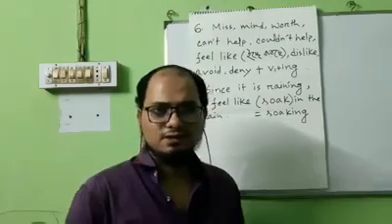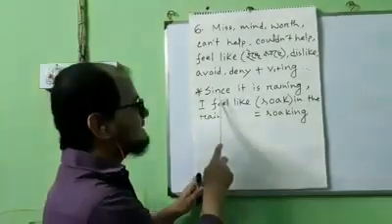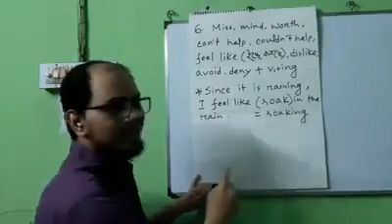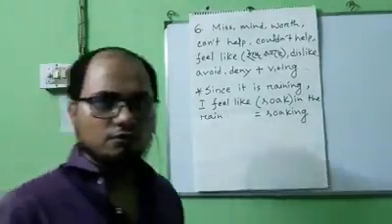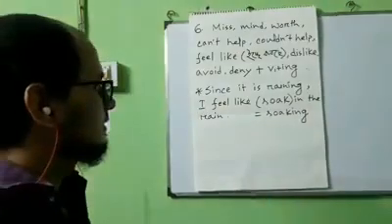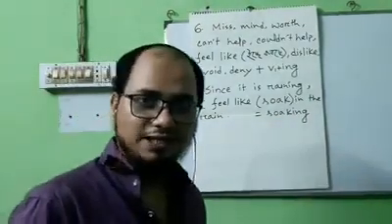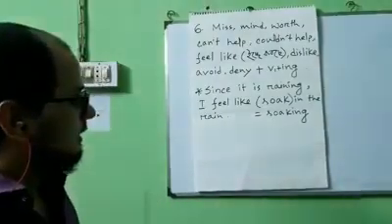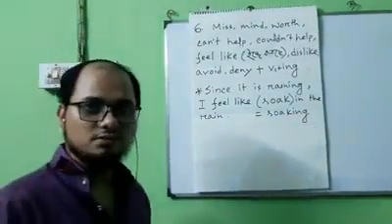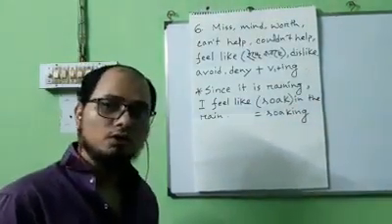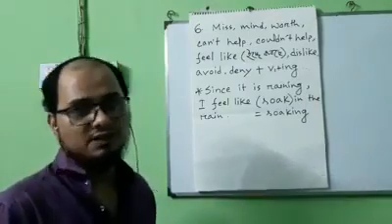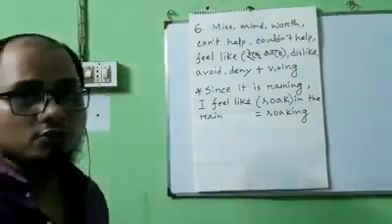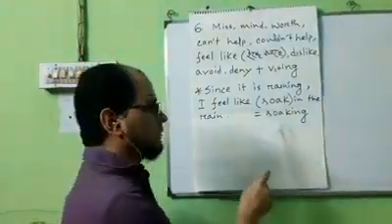Okay, let's have an example. Since it is raining, I feel like soaked in the rain. From the example, we have seen in the bracket a verb, soak, and before the verb there is a phrase, feel like. From the rule we have come to know that after feel like the verb must be in ing form. That's why the correct form of soak will be soaking.